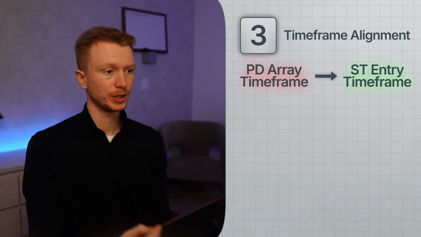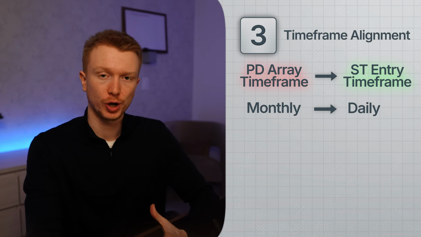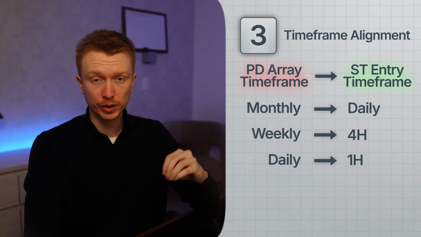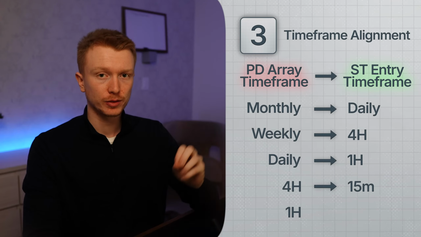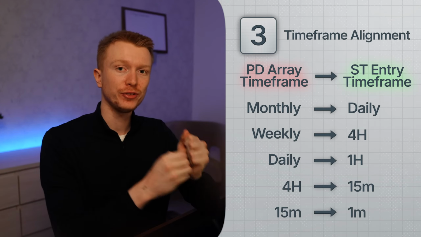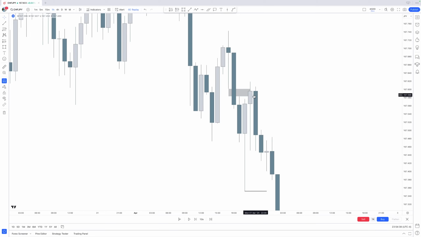And the time frame alignment is the following. We have monthly PD rate, I want to look for a daily sharp turn. Weekly, 4 hour. Daily, 1 hour. 4 hour, 15 minute. 1 hour, the 5 minutes. And if you're looking at scalping, then for the 15 minute PD rates, I am looking at a 1 minute sharp turn. So before we dive into the lower time frame, let's retrace the steps.